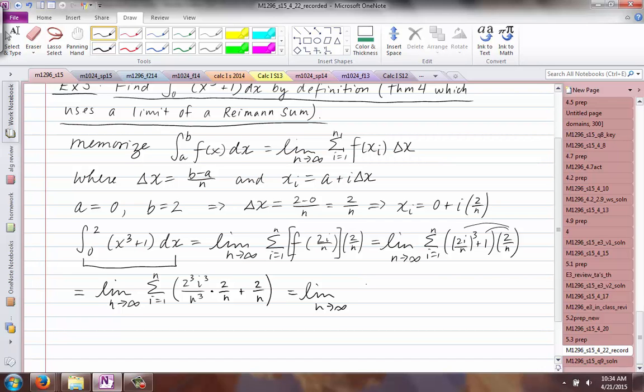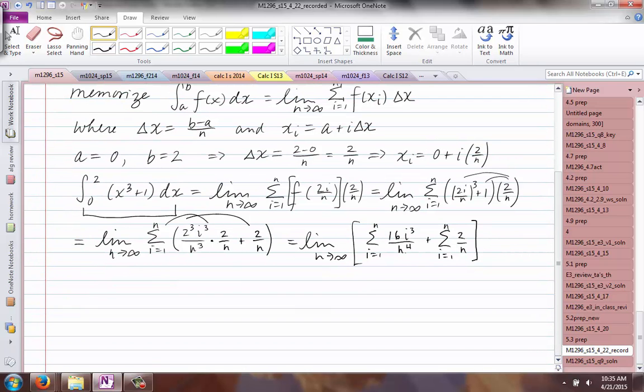Also, I'm going to bring the sum in to each of these terms separately. So then what I have is 2 to the third times 2, so I'm going to have 2 to the fourth, which is 16, i cubed over n to the fourth, plus the sum from i equals 1 to n of 2 over n.